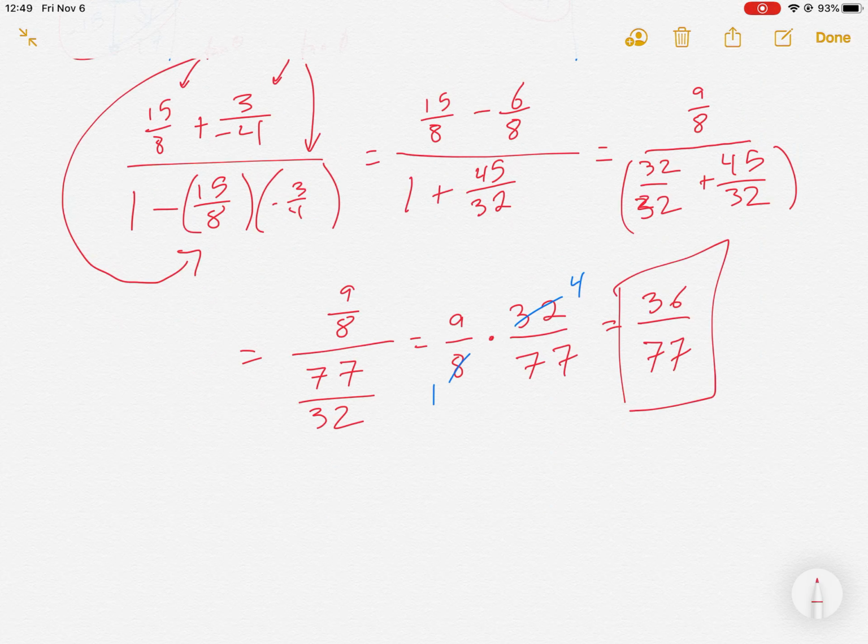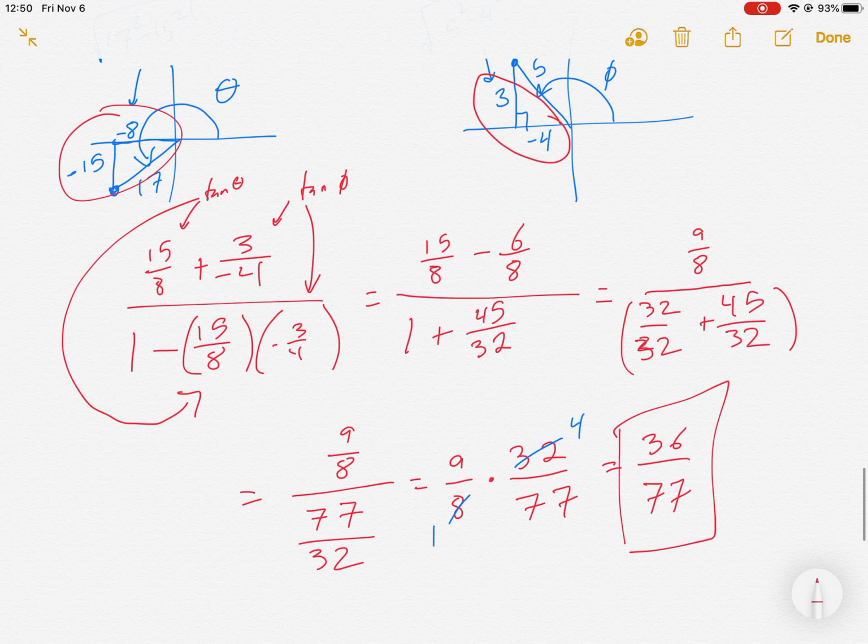So tangent requires a little bit more simplifying in terms of the fractions. So that's why I wanted to take a little bit more time with that. Just kind of review your fraction rules. We did some adding with different denominators. We did some multiplying, and then we also divided. So we basically did all the fractions in this one problem.